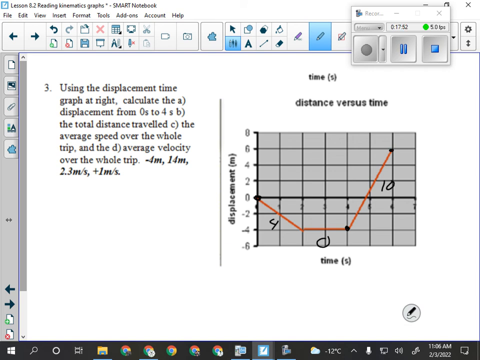And then the average velocity over the whole trip, which requires us to do the total displacement over the whole trip, which is 6. Sorry, I jumped ahead, I did D instead of C. Okay, so the average velocity over the whole trip, our total displacement is +6, our time is 6 seconds, so +1 meter per second, and then our average speed over the whole trip is going to be 14 over 6, which is going to be 2.3 meters per second. Okay, good with that.